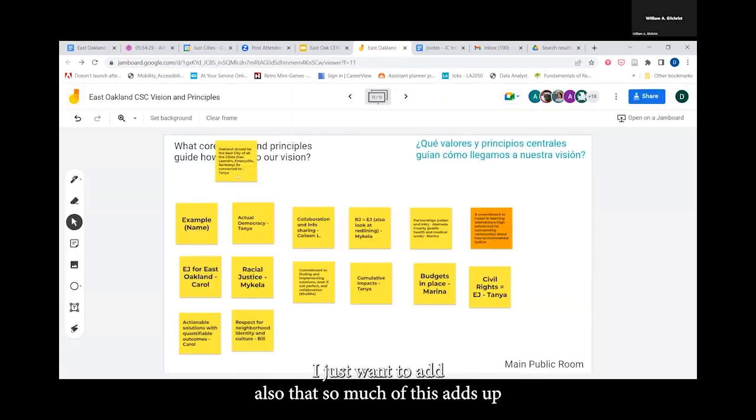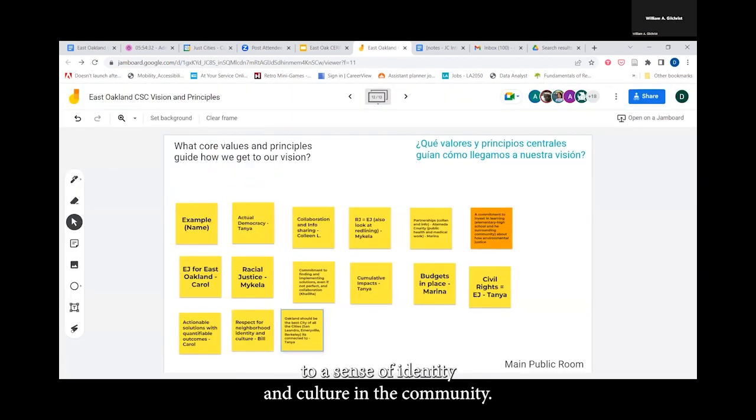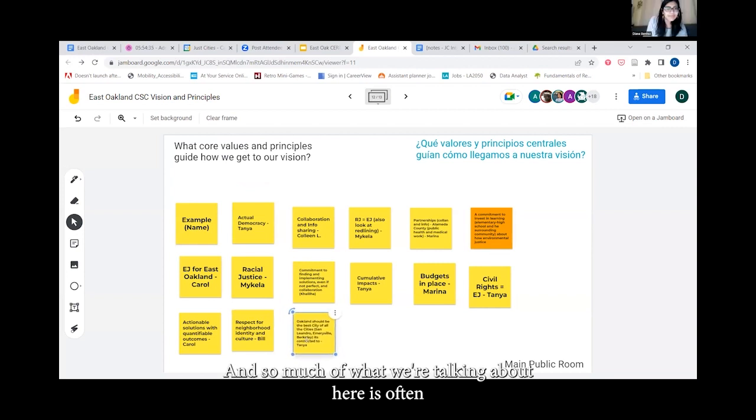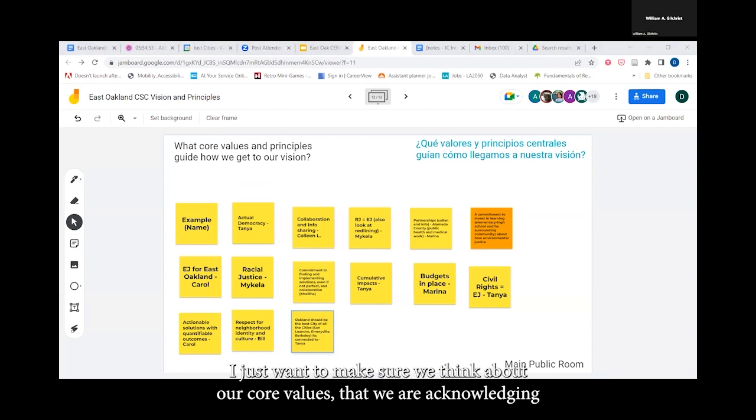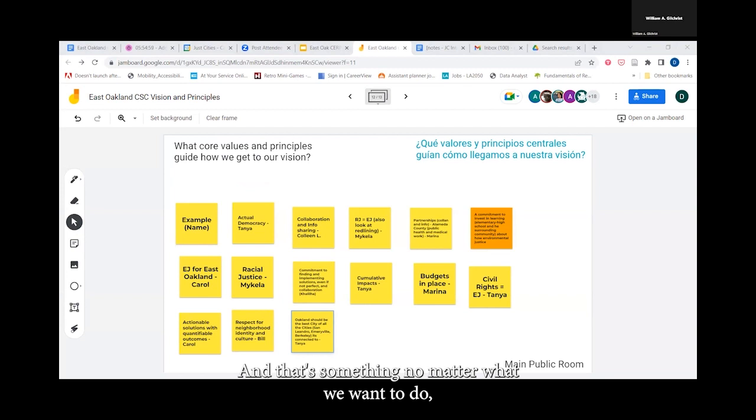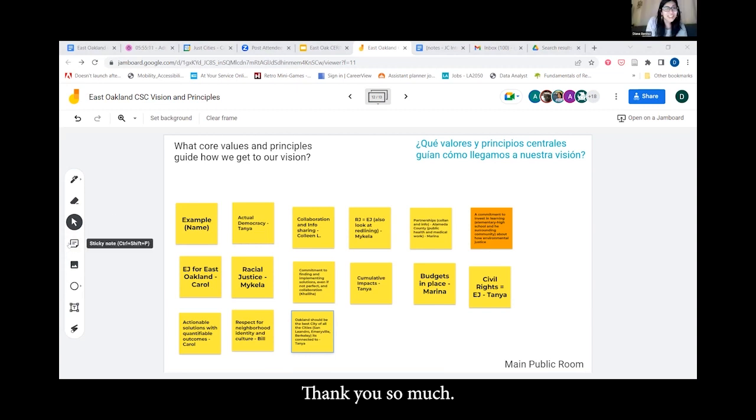I just wanted to add also that so much of this adds up into a sense of identity and culture in the community. And so much of what we're talking about here often violates it, the environmental impacts and redlining, all these things that have an adverse impact on that sense of place and sense of culture that often has been cultivated for generations. I just want to make sure as we think about our core values that we are acknowledging that the place has a spirit and identity as well. And that's something, no matter what we want to do, we want to first know what that is and have a sense of it, and to make sure that what we do forward respects it. So that's all. But thank you for letting me listen and be a part of this. Yeah. Thank you. Thank you so much.